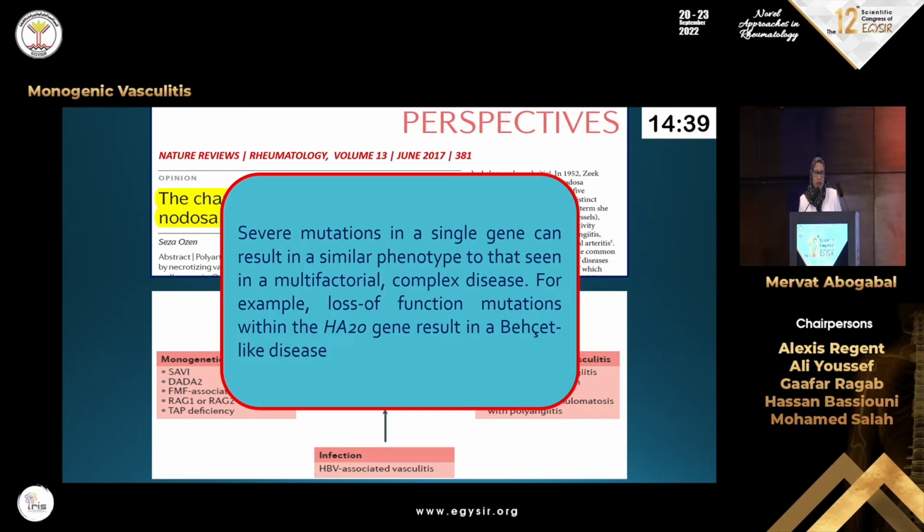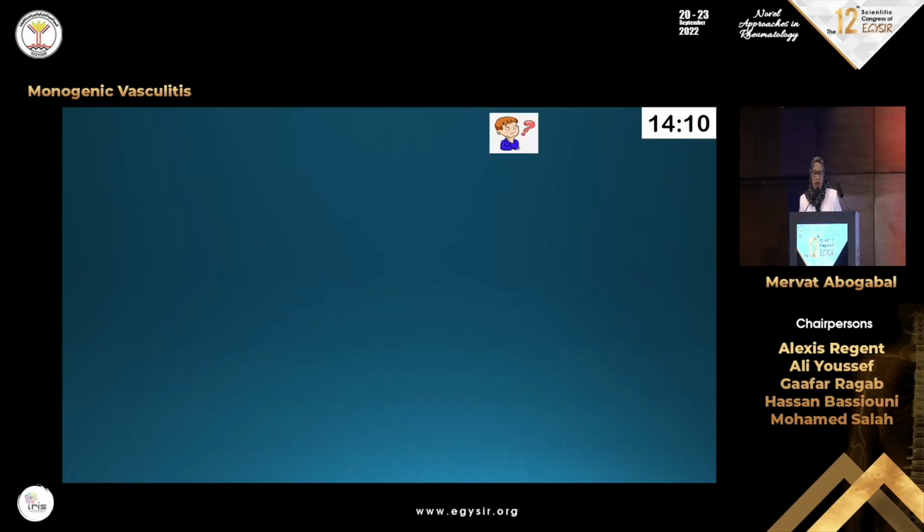They give another example regarding Behçet disease. Behçet disease is well known as a primary complex form of vasculitis, and there is a monogenic variant of Behçet disease, that is haploinsufficiency of A20. A single gene mutation in the gene encoding the A20 protein results in a Behçet-like disorder, which is the monogenic variant.